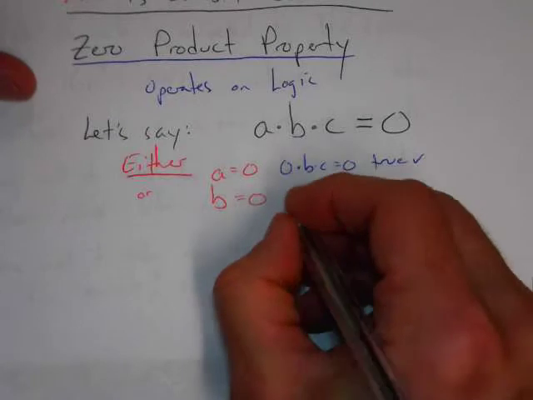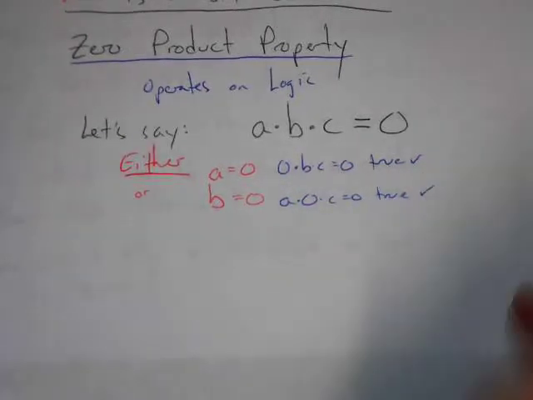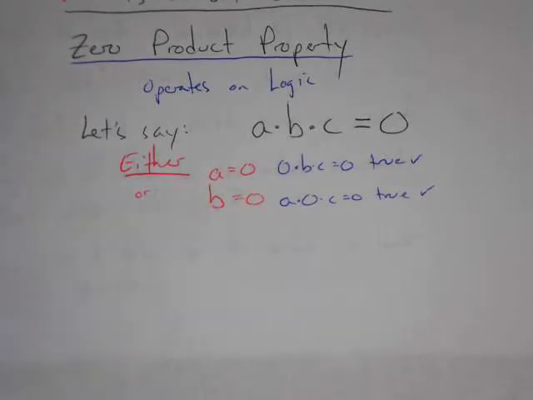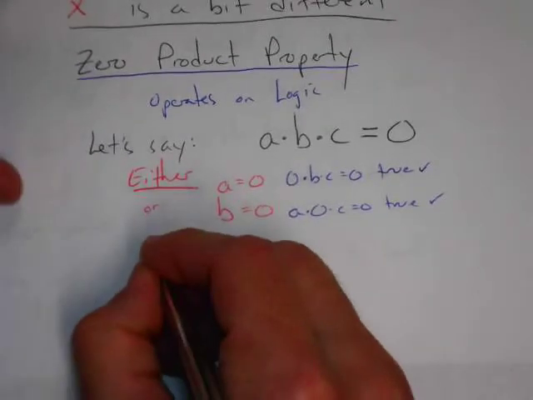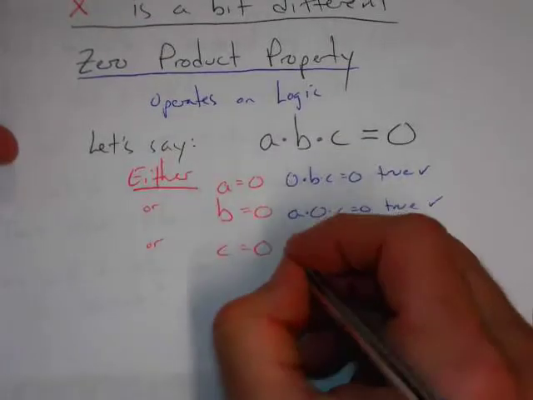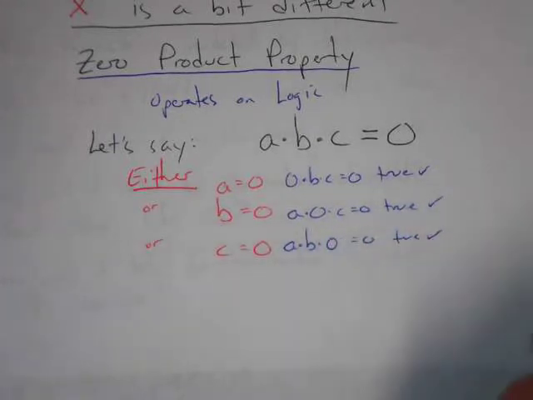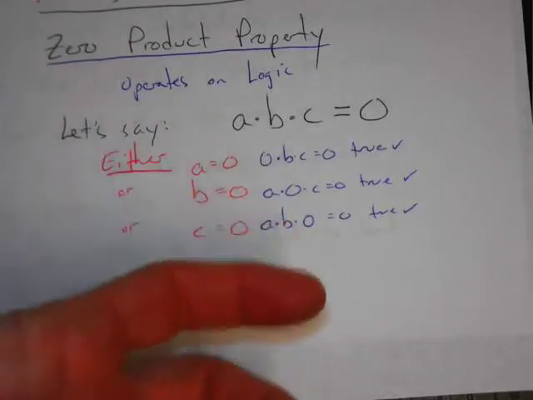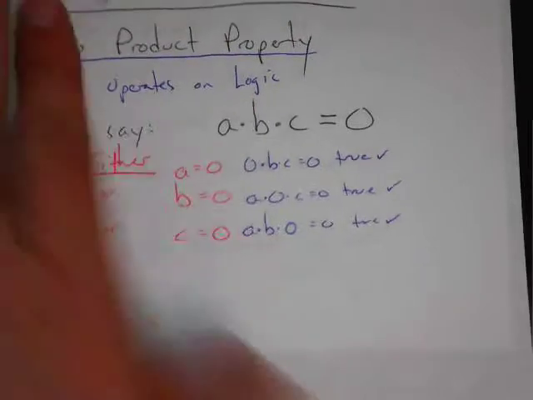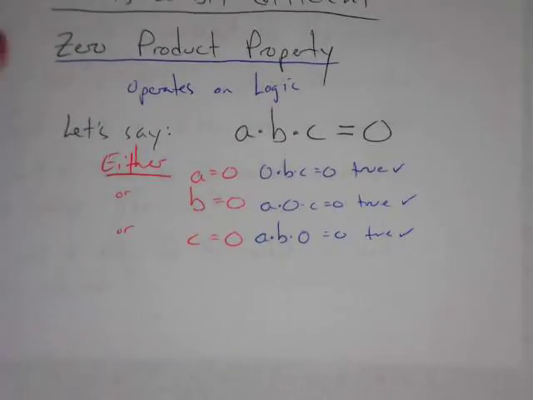Or if b was equal to 0, a times 0 times c equals 0? True. And then there's one other possibility: or c is equal to 0. We have that possibility as well, because a times b times 0 equals 0. True. So with the zero product property, we now see something in logic. If we have multiple things being multiplied and their product is 0, that means either thing is equal to 0. Now that's a handy-dandy tool.